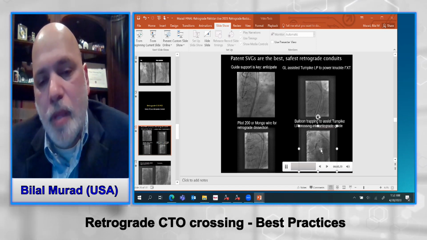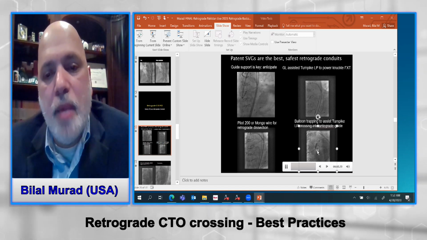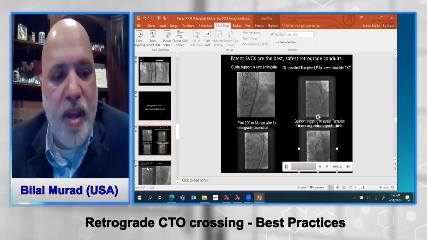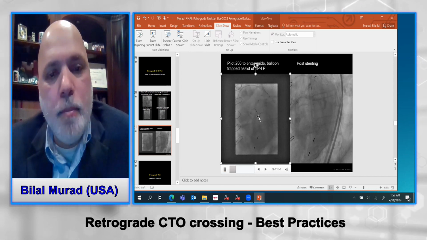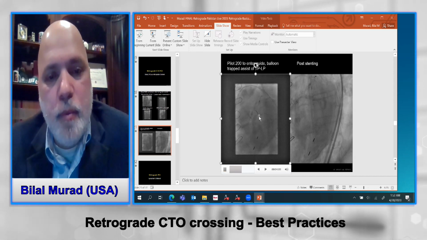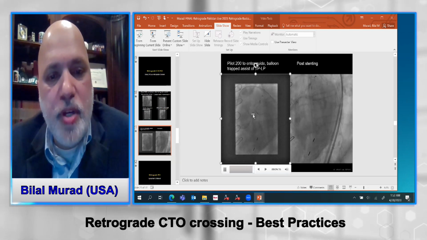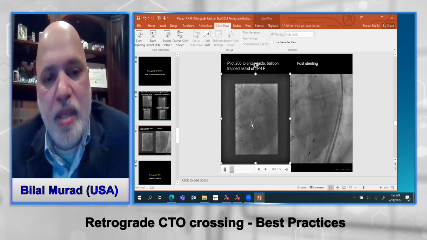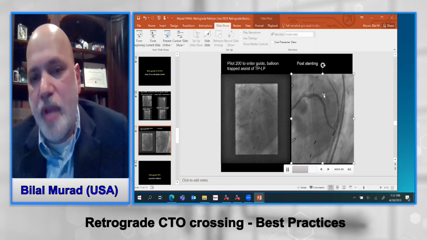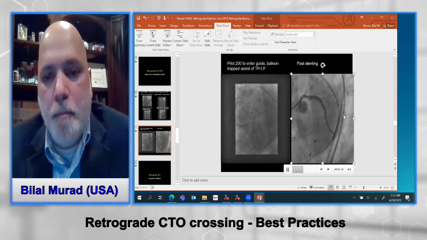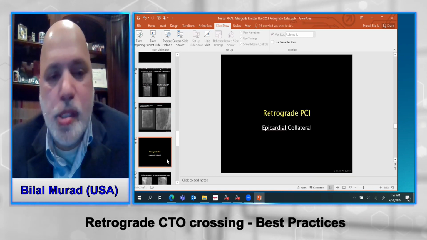So here I'm using a balloon in the left main over an antegrade wire to be able to trap my retrograde wire and advance my Turnpike LP. By doing so, I can come close enough to the left main with the Turnpike, then we can take a fresh wire like a Pilot 200 and retrograde access into the left main and into the guide catheter. Once we have that large externalized wire with a rail, we can go ahead and stent it.